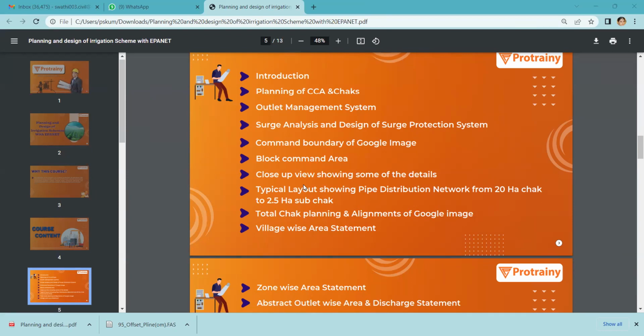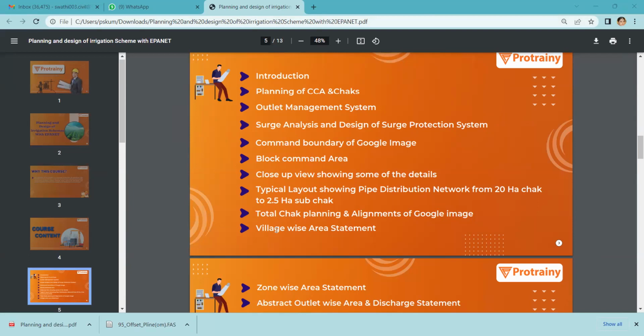Why should they be avoided? Once upon a time we laid the pipe on top of a house. Why? Because these recommendations were not considered. Total chalk planning and alignment of the Google image.